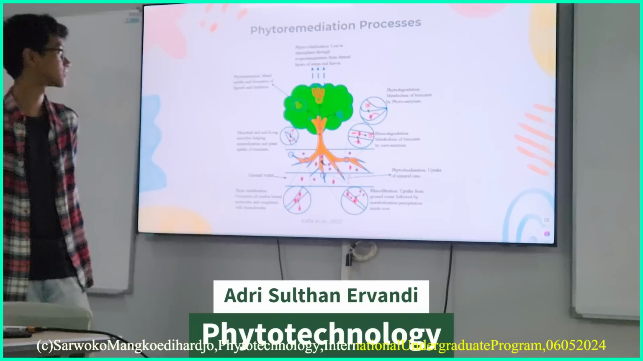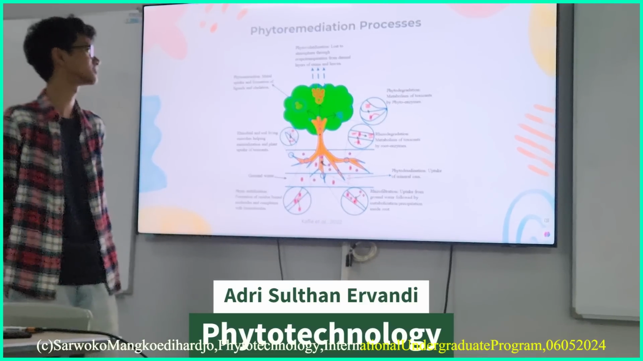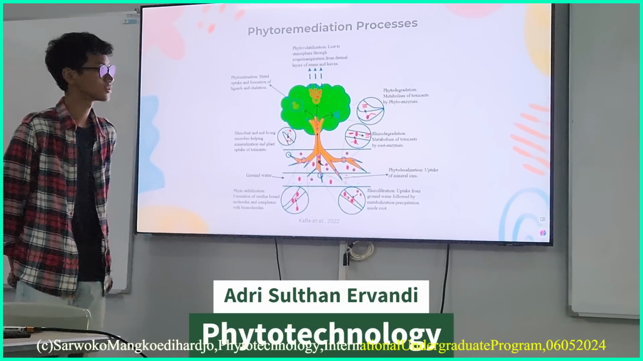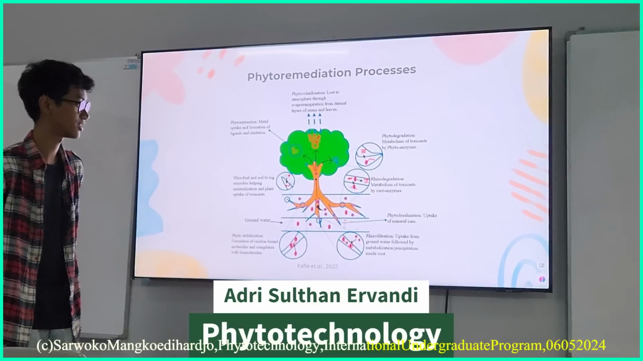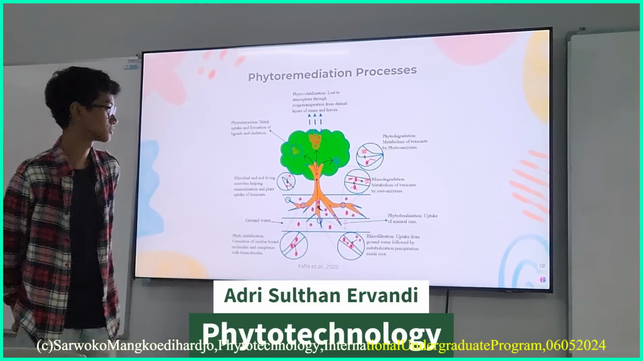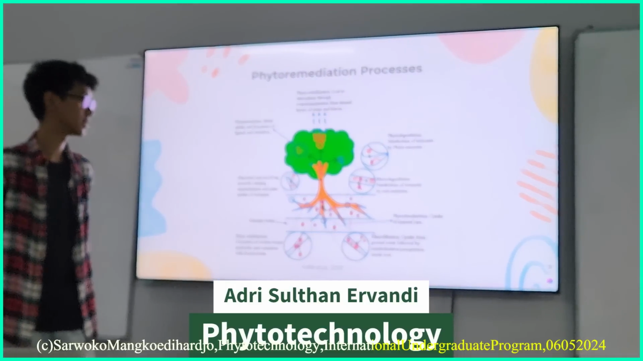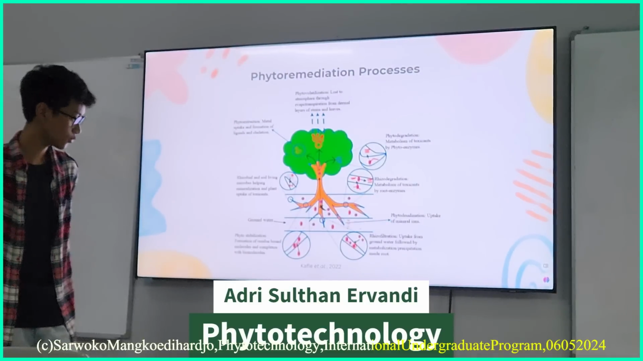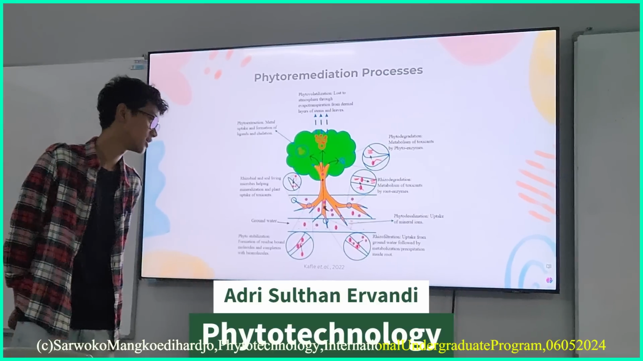And then we have phytoextraction, which is the method of uptake and formation of ligands and chelation. We also have phytodegradation, which is the metabolism of toxicants by phytoenzymes. We also have rhizodegradation, which is the metabolism of toxicants by the root enzymes. We also have phytodesalination, which is the uptake of mineral ions.